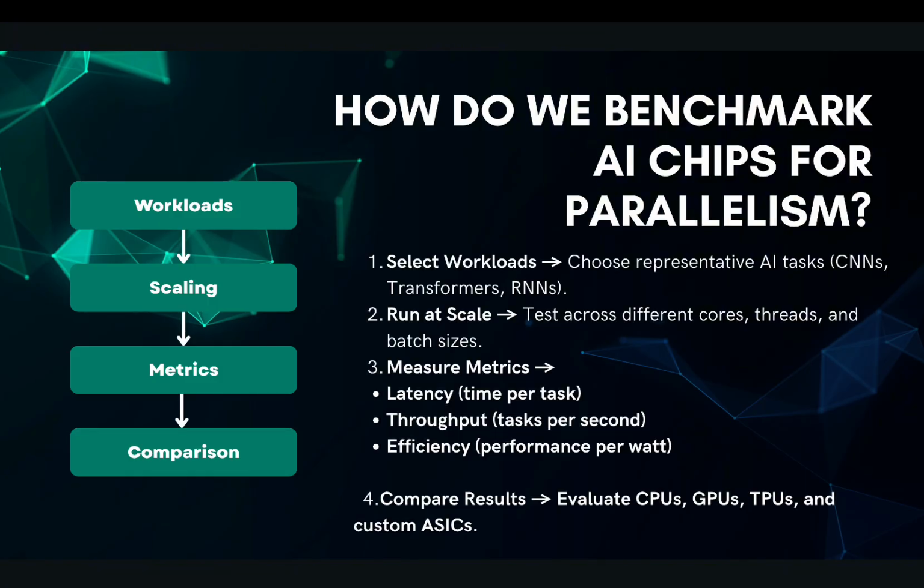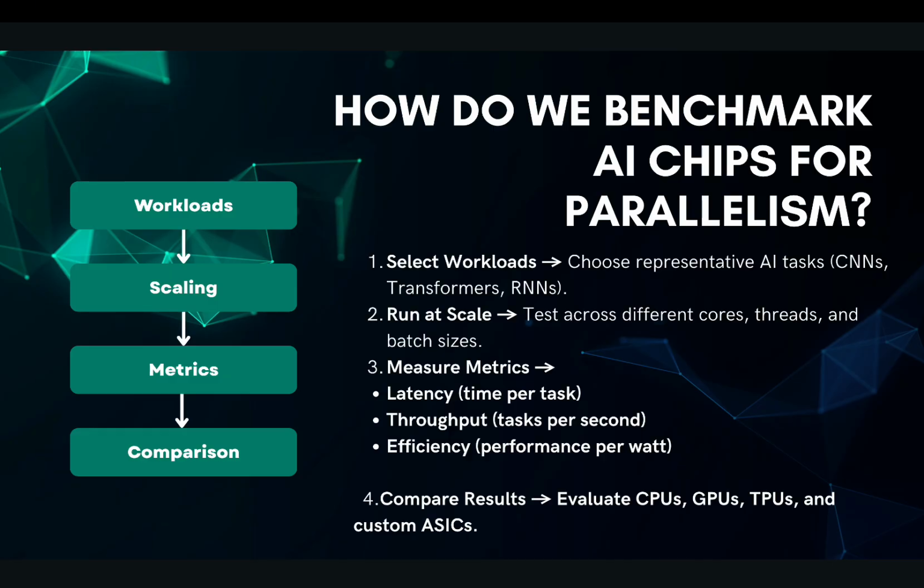So, how do we actually benchmark AI chips for parallelism? The process usually follows four main steps. Step 1 is to select the right workloads, for example, image recognition with convolutional neural networks or large language models like transformers. These are commonly used AI tasks that push hardware to its limits.